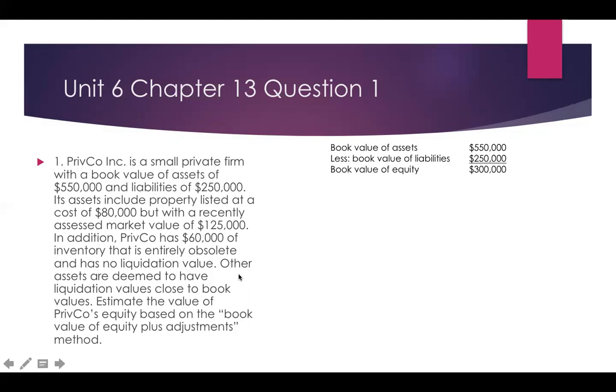So, first thing we need to figure out is the book value of equity. To do that, you take the book value of the assets minus the book value of liabilities. This gives you the book value of the equity. Now we're going to proceed to the adjustments. For the first adjustment, we take the market value of the property minus the cost of the property, and then we get the difference.